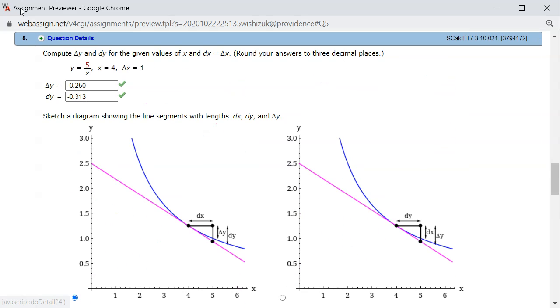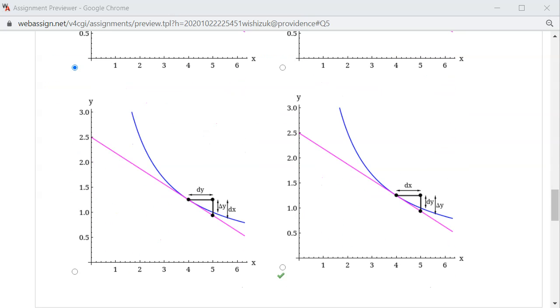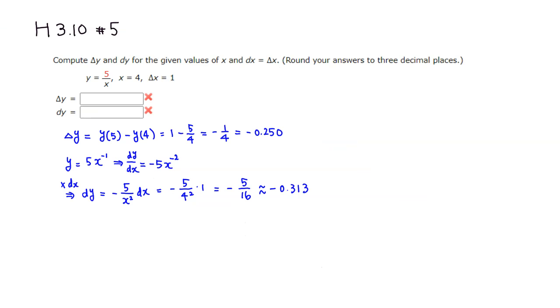Let's check the answer. It came back and it looks like we got the correct picture as well.